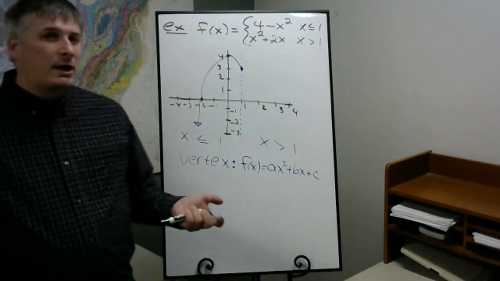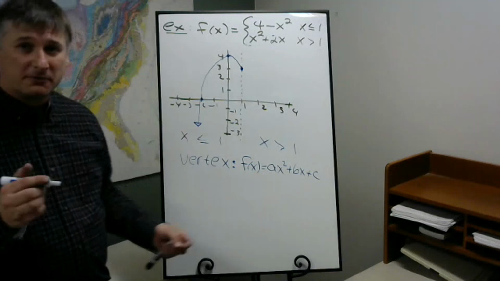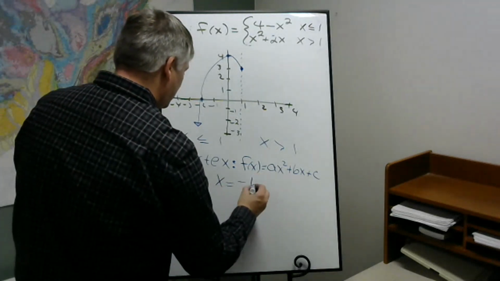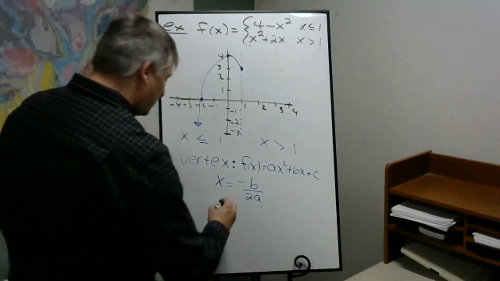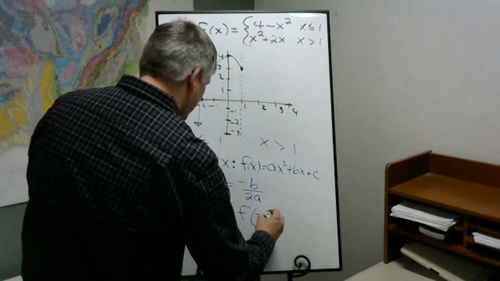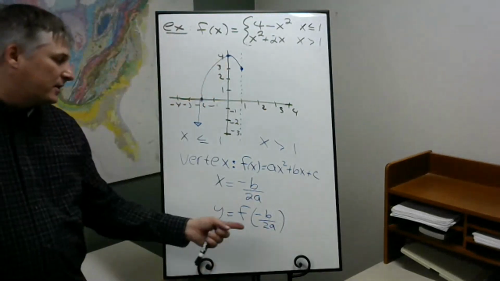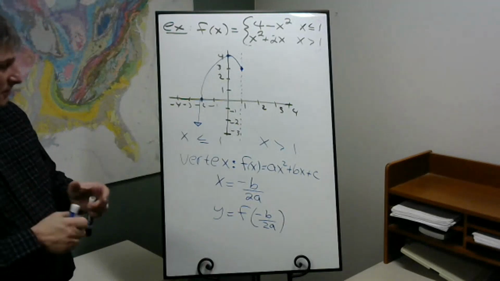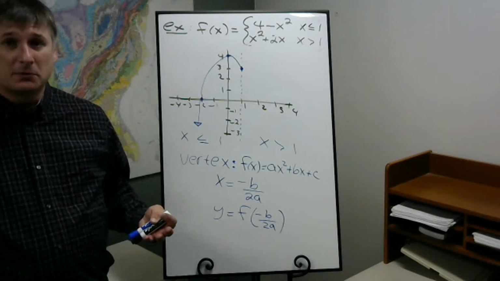So it might have been a while since you've done this, but for a parabola of this form, the vertex has an x-coordinate of -b over 2a. And then the y-coordinate will be f of -b over 2a. We take the x value and we put it back into the parabola to get our y value. So that being the case, what's our -b over 2a?